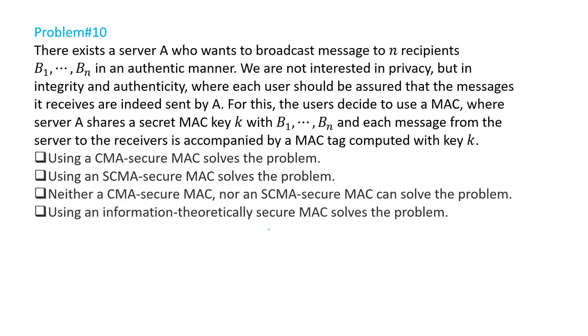So, this question says that there exists a server A who wants to broadcast a message to n recipients B1 to Bn in an authentic manner. We are not interested in privacy but in integrity and authenticity, where each user should be assured that the messages it receives are indeed sent by A. For this, the users decide to use a MAC where server A shares a secret MAC key K with B1 to Bn, and each message from the server to the receivers is accompanied by a MAC tag computed with key K.